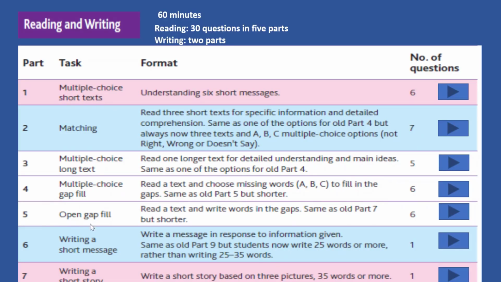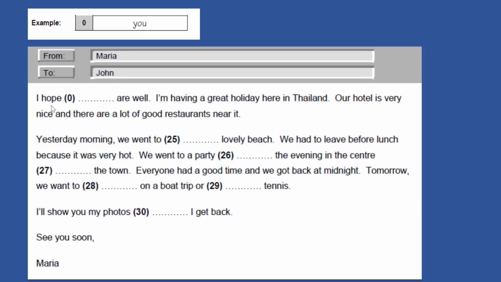Number 5, it's an open gap fill, in which students are going to read the text and write words in the gaps without being given choices. It's the same as old part 7, but in a shorter form. Let's see an example. Here, students are going to read the short text and fill in the blanks with their own words. They are given an example.